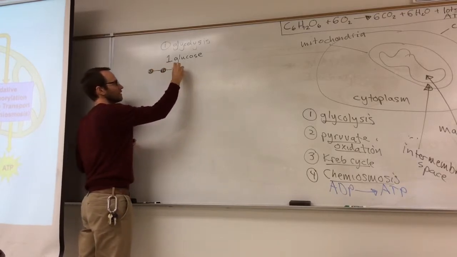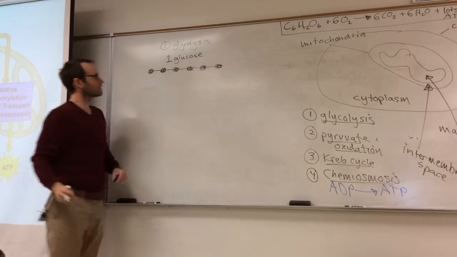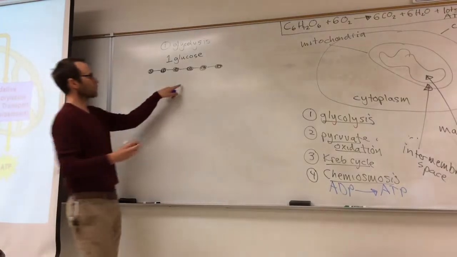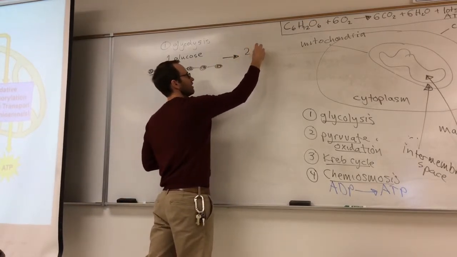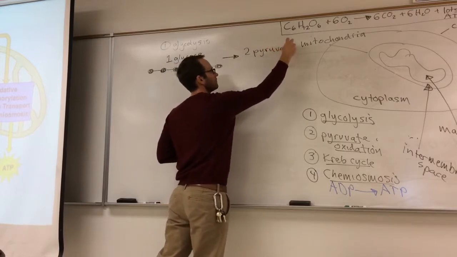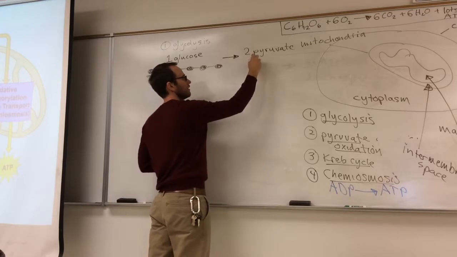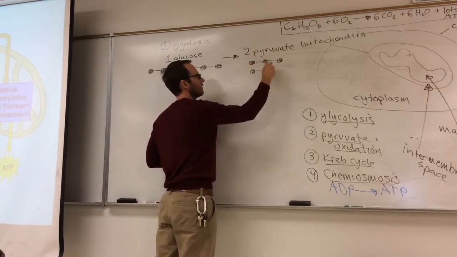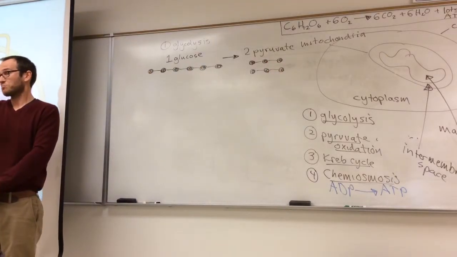There's six carbons all connected together into a chain. Right? In glycolysis, we're going to split that one glucose into two molecules that are called pyruvate. And those two molecules are going to be three carbon molecules. So we basically broke one of the bonds.